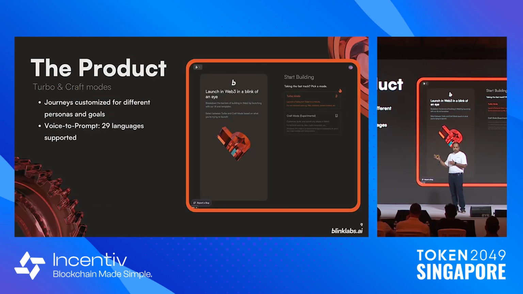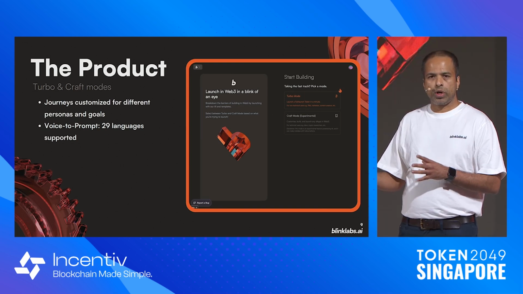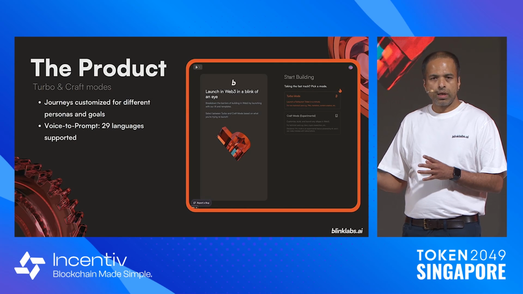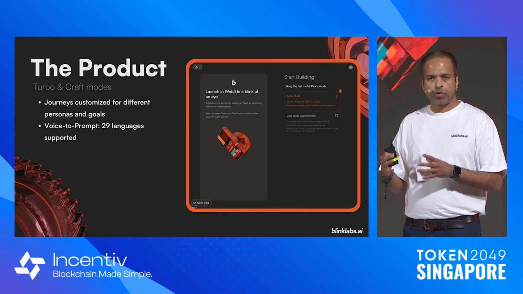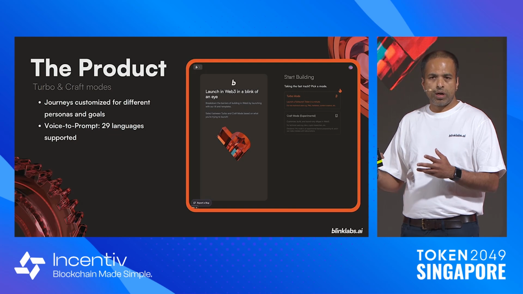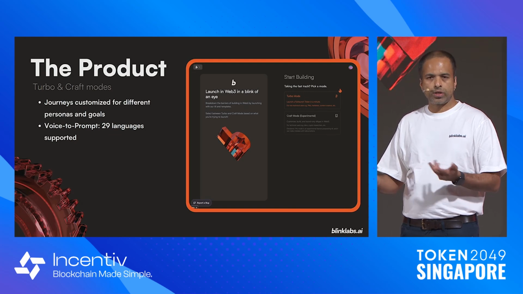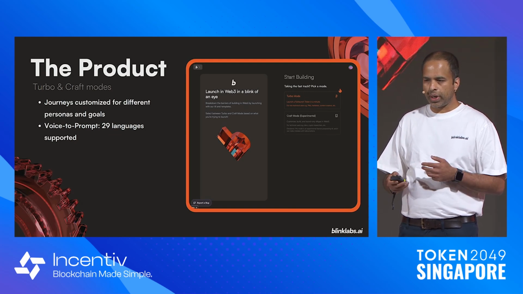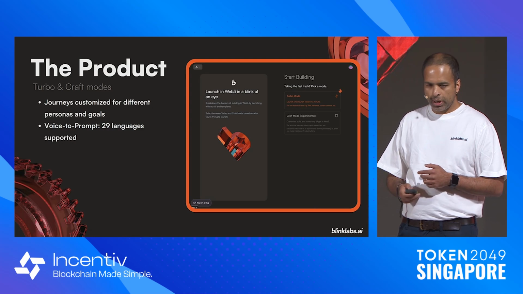So this is a quick demo of what we showed yesterday. We have what's called a turbo mode. This is for someone, and the vast majority of the people that wanted to use it, they wanted to go to a turbo mode and build something in less than 60 seconds. Here we customize a journey for different personas. This is for someone who wants to quickly deploy something. And then if you did not want to actually click on that, you can voice prompt as well. We support like 29 languages through 11 Labs.